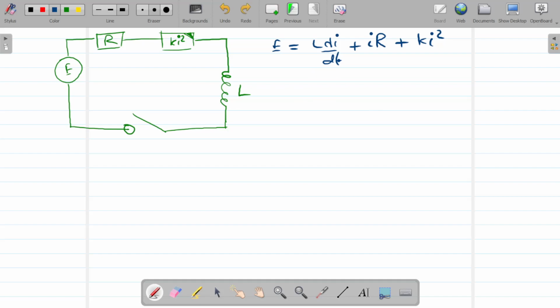Now I'm going to show you the simplest way of solving this equation, and that is to simplify the equation by letting it equal 0. So we want to solve for the system for a 0 total voltage. I'll turn to black ink. We divide throughout the equation by L to get di by dt plus R over L times I, and I'm going to move this Ki squared divided by L to the other side of the equation, so that we have minus K over L I squared.